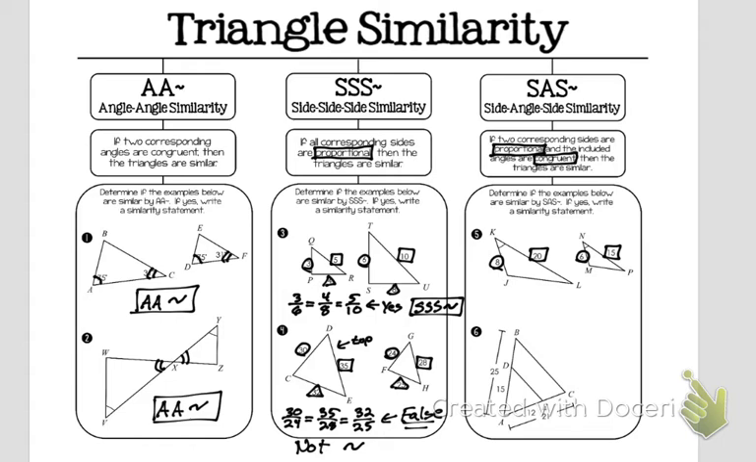So we might be able to use side angle side, but we do need to check that 8/6, so I'll call this my top. I do have to make sure that 8/6 equals 20/15. That is true. So we would use the side angle side similarity statement, and we're good.